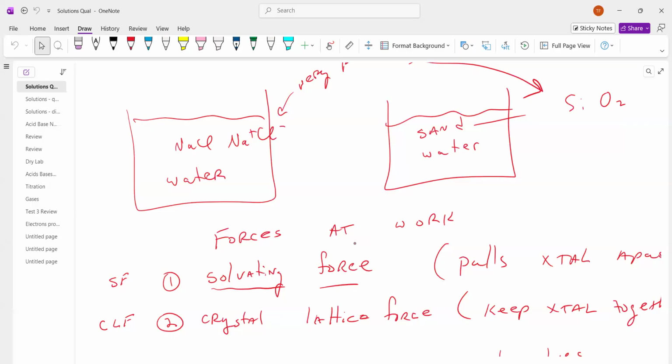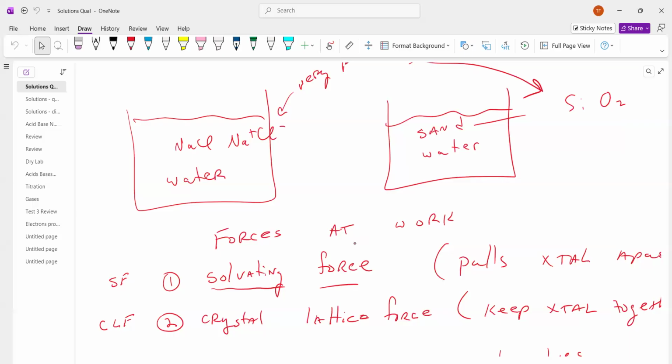Sand is silicon oxide, pretty polar. So the solutes are both polar. The water's polar in both of them. What's the difference between the two of them? Can we stir the one with the sand in it and get it to dissolve? No. Sand is the same thing as glass. We have an aquarium made up of glass. It wouldn't last very long if we just stirred it a little bit and it dissolved. So sand just stays sand.